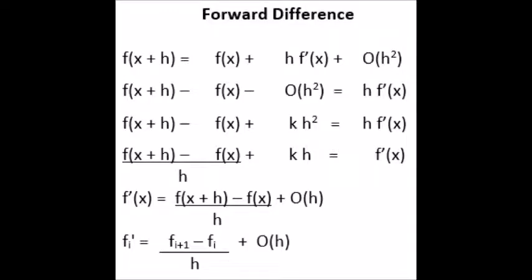In the fourth line, I divide each term by h. Notice that h squared divided by h leaves me with h. Thus, my error term has been reduced to order h. That is reflected in the fifth line, where I have also moved f prime to the left-hand side. The sixth line is using subscript notation. It is equivalent to the fifth line. I just wanted to expose you to some notation you might see elsewhere.